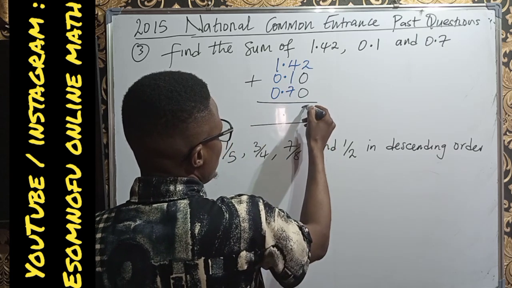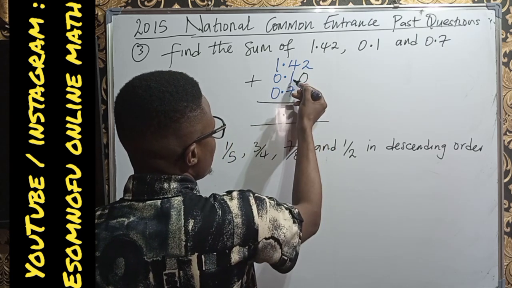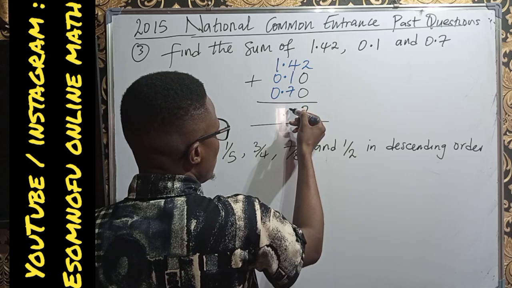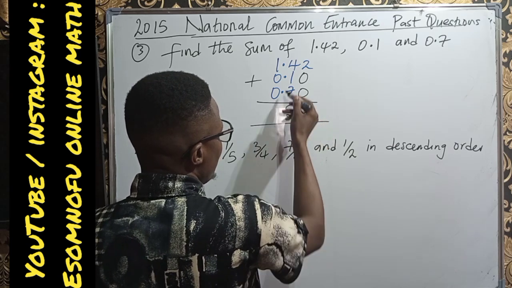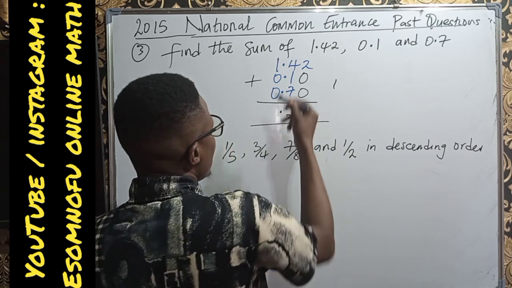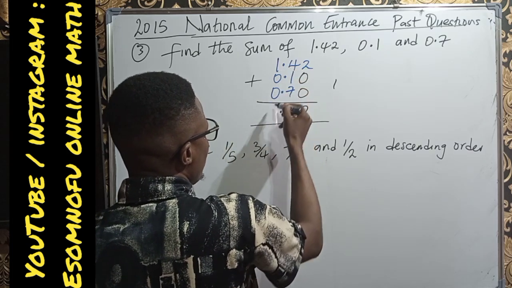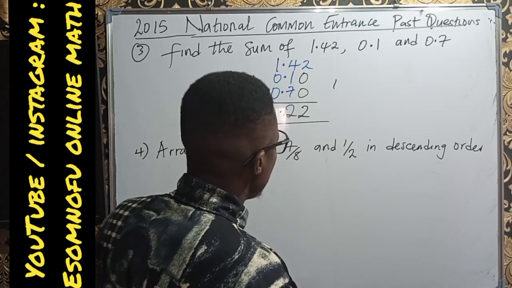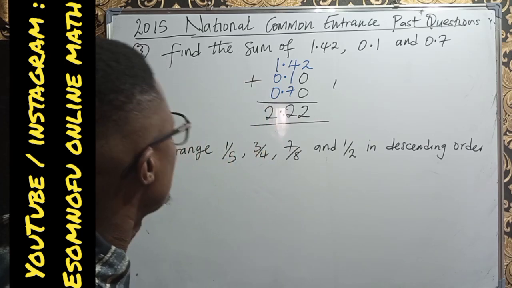2 plus 0 is 2. 4 plus 1 is 5, and 5 plus 7 is 12. You write 2, carry 1. Remember, you put your decimal point. We are carrying 1. That 1 added to 1 is 2, and 2 plus 0 is still 2. So the answer is 2.22.